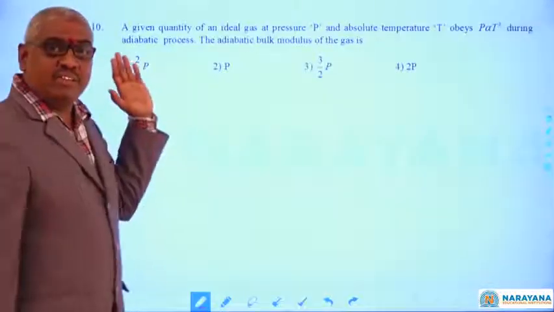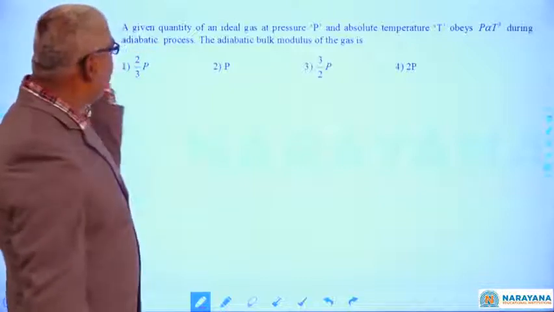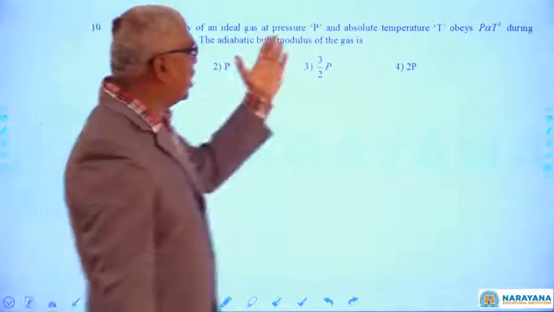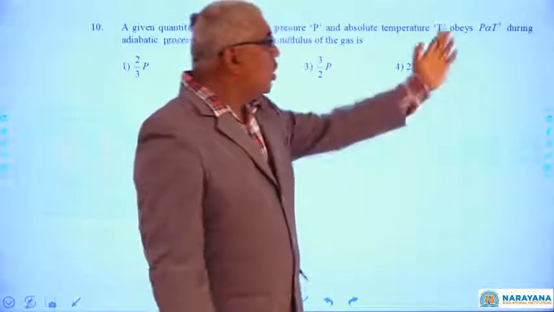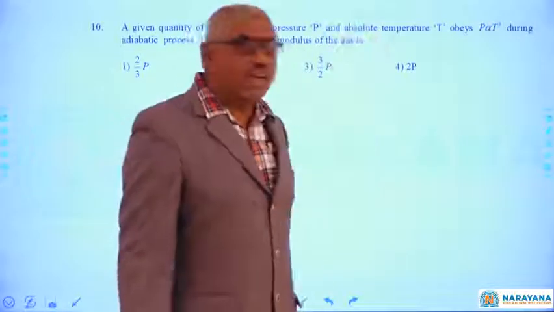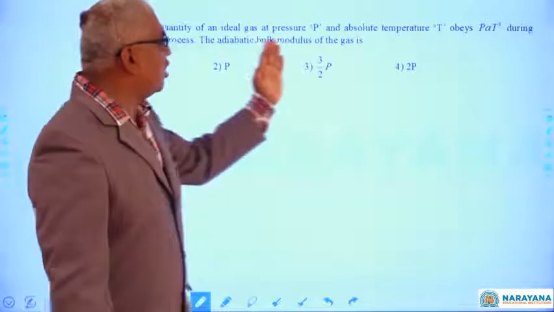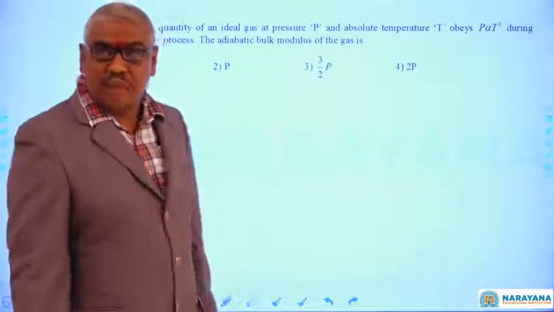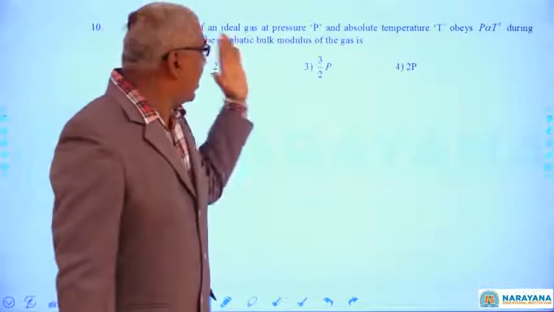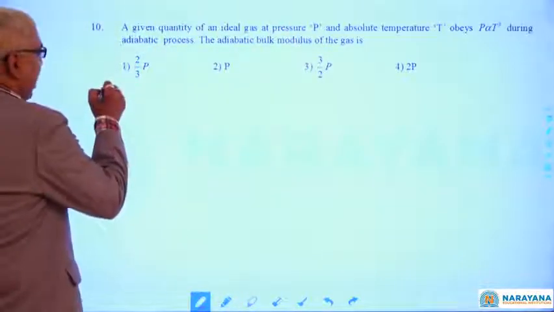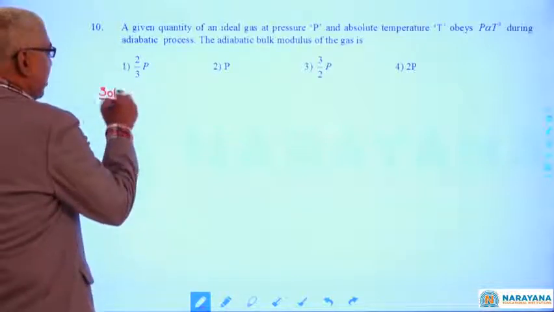The question number 10 is displayed on the board. See the question number 10. A given quantity of an ideal gas at a pressure P and absolute temperature T obeys P proportional to T cube. During adiabatic process, the adiabatic bulk modulus of the gas is asked. Means he is asking the K value.